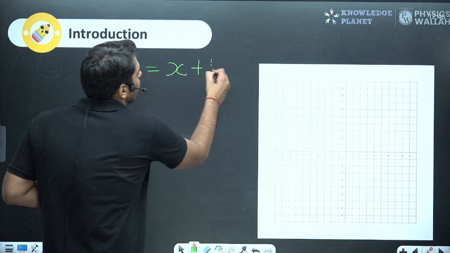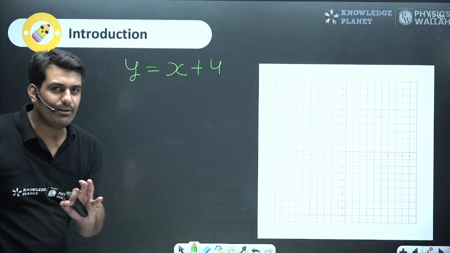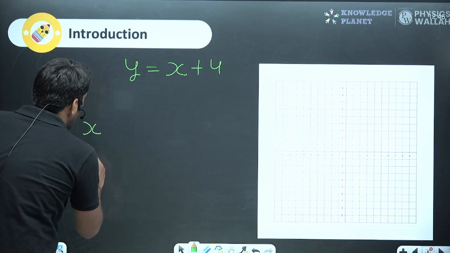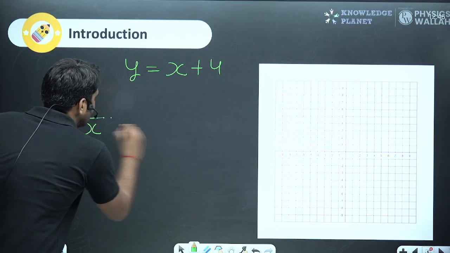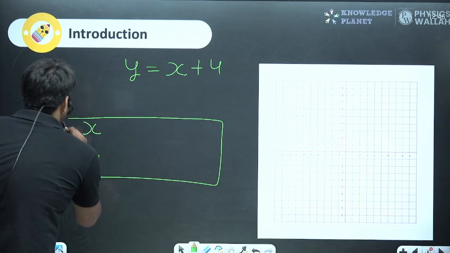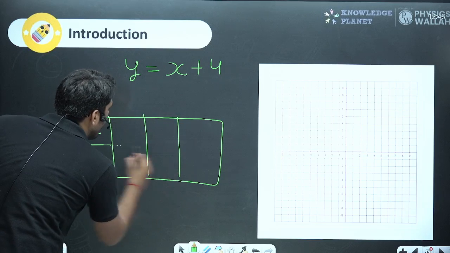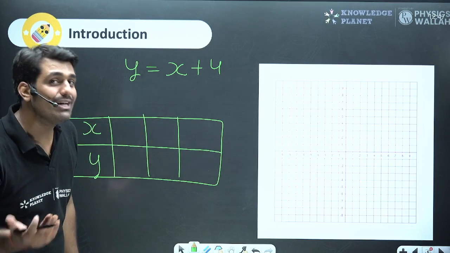This is given to us: y equals x plus 4. Very simple equation, fine. In this, what we need to do? First of all, form a table like this. x value, y value. This is x value, y value. Fair enough. And in this, we have to find out different x values for different y values, or you can say vice versa.